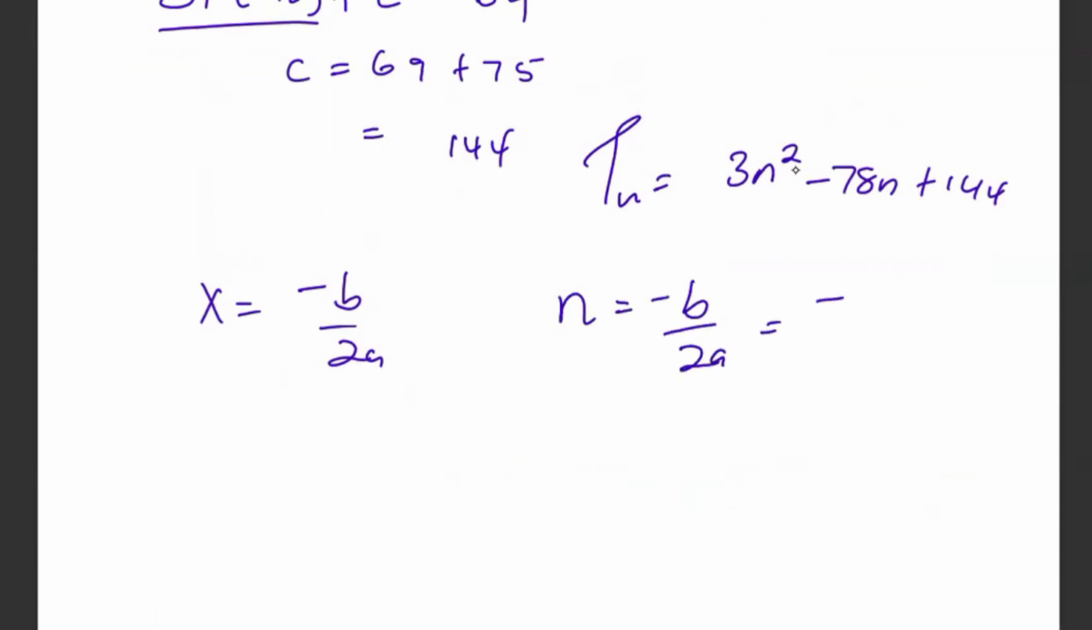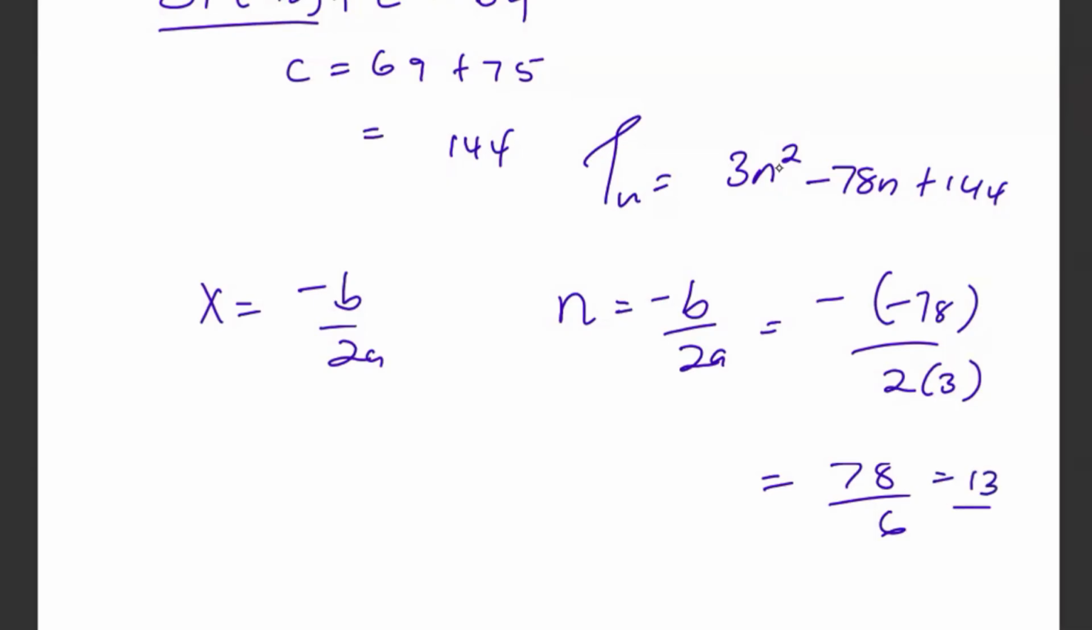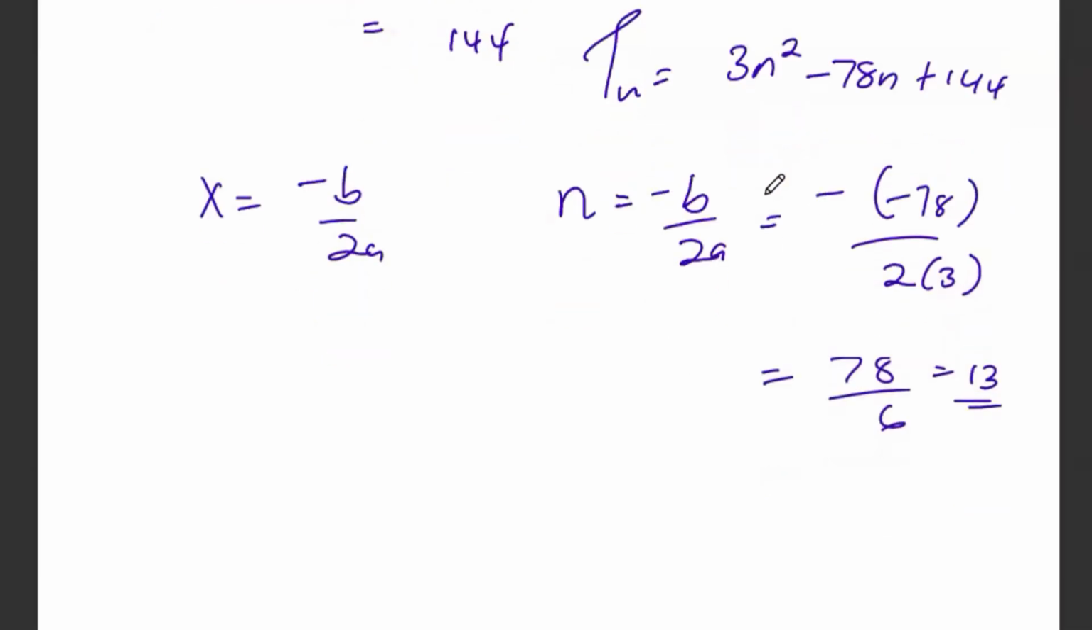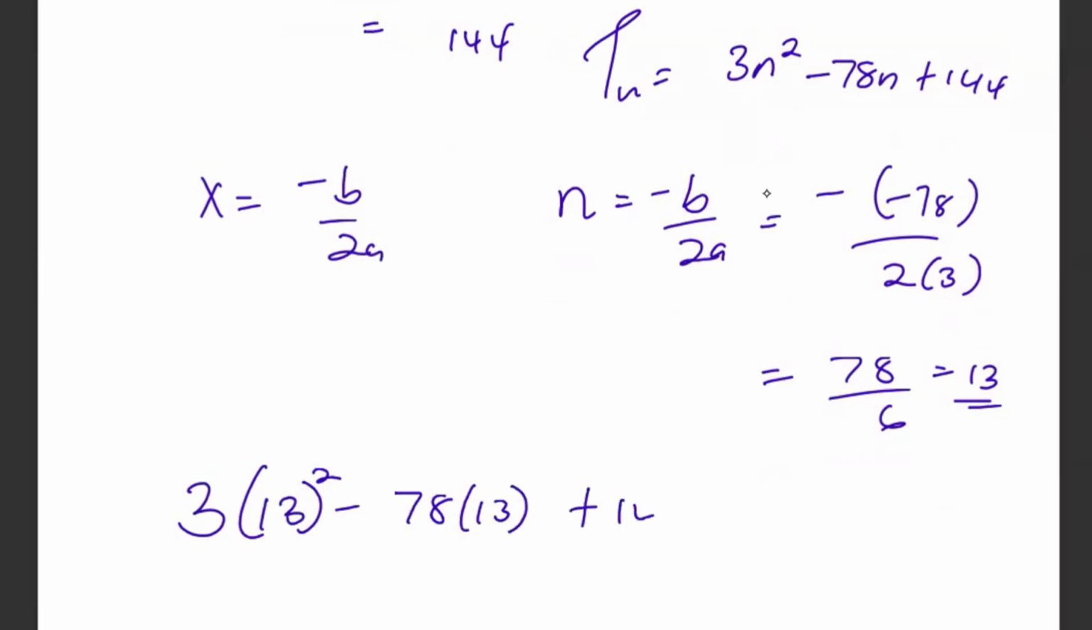Our b is negative 78 over 2 times 3. So what is 78 over 6? 78 over 6 gives us 13. So position number 13 is going to give us the smallest number of this pattern. So 3 times 13 squared minus 78 times 13 plus 144. Punching that into the calculator, getting negative 363. So that becomes the smallest value.